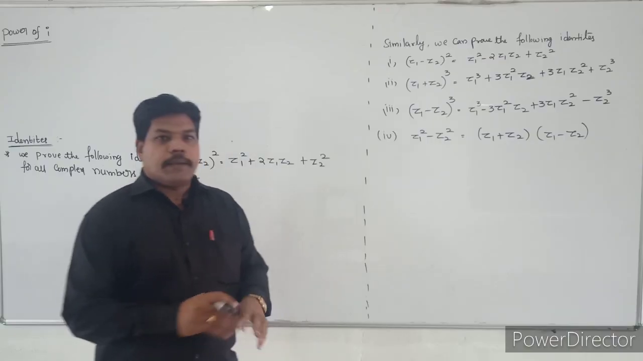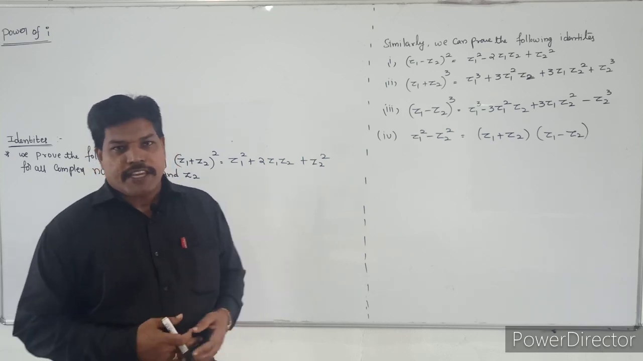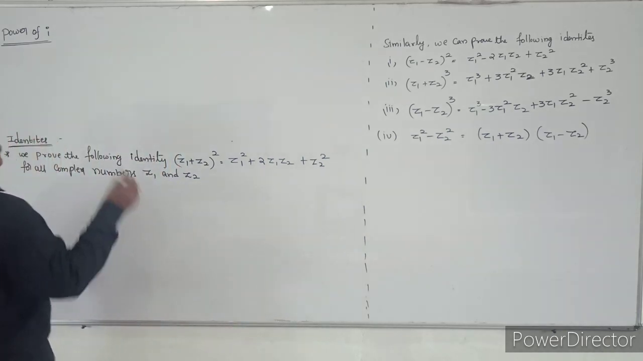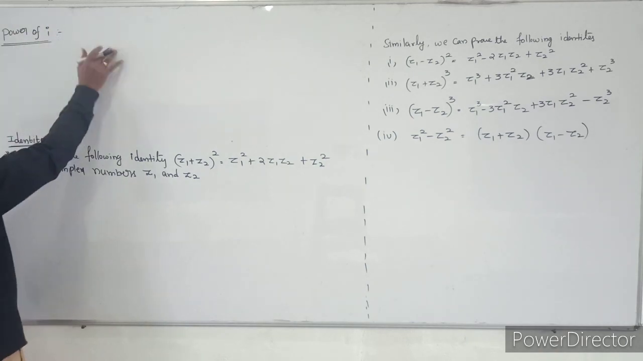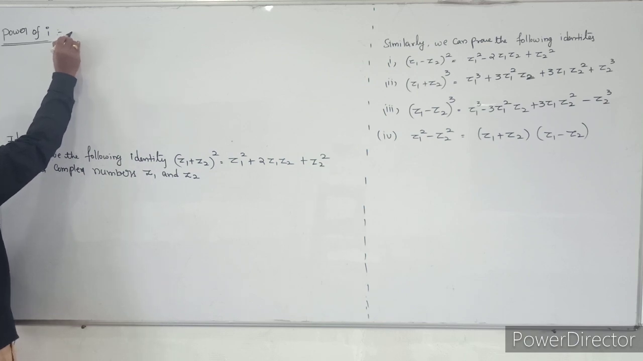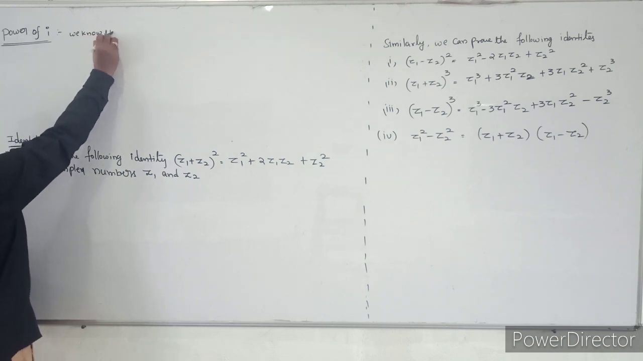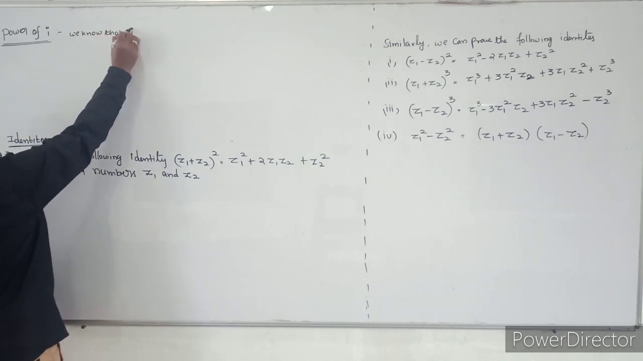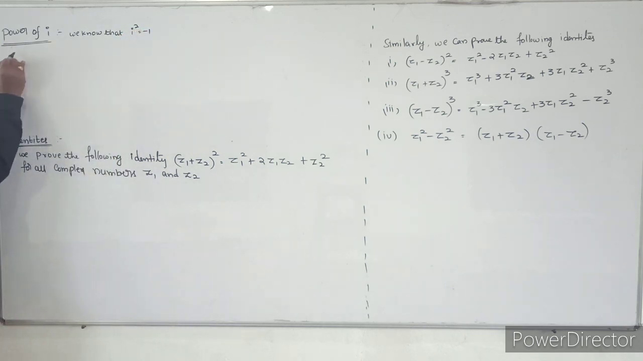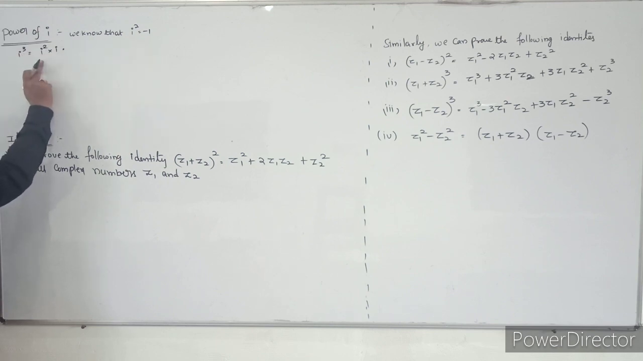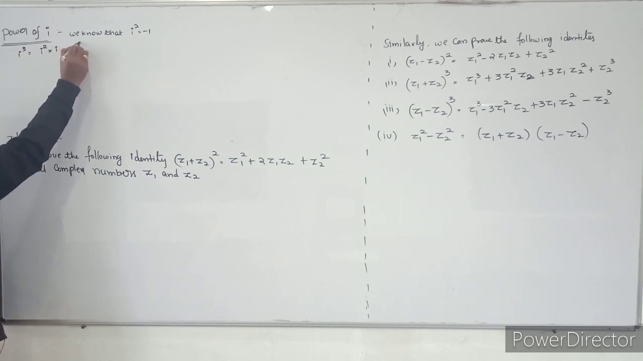See students, the powers of i. How to calculate the different powers? Already we know that i square is equal to minus 1. Now see i cube. What is i cube? I cube can be written as i square into i. So the i square value is minus 1, into i, it will become minus i.